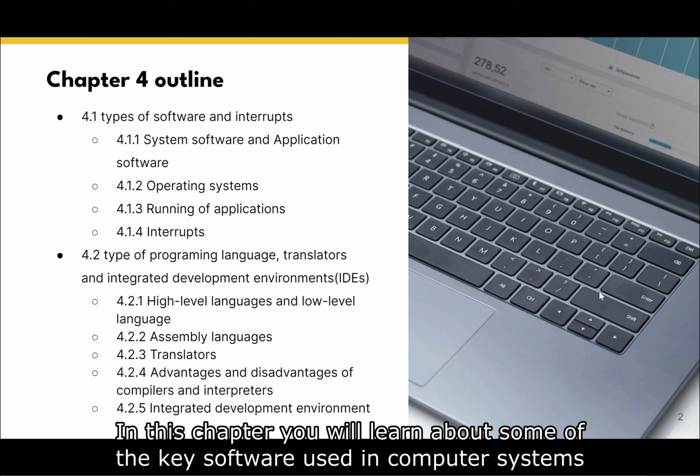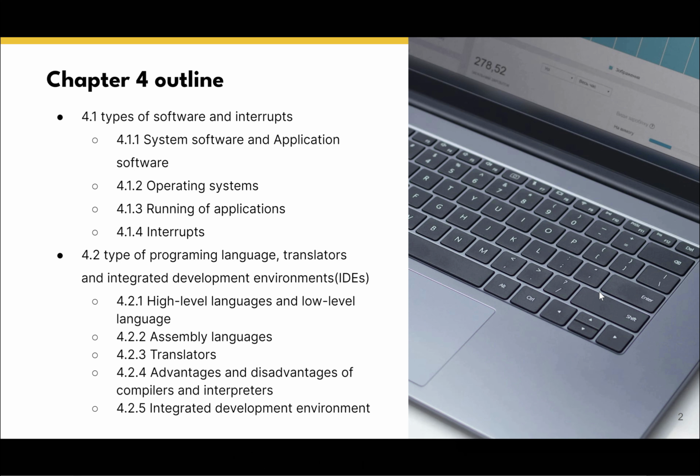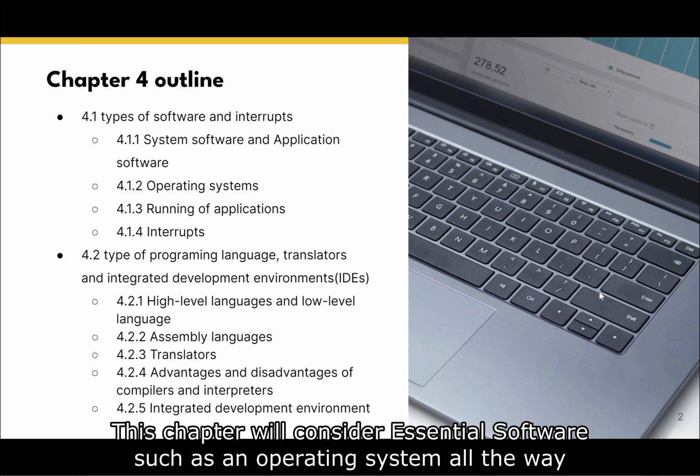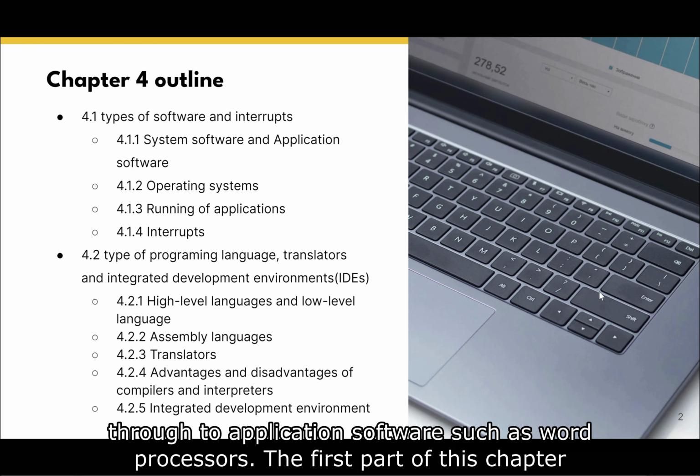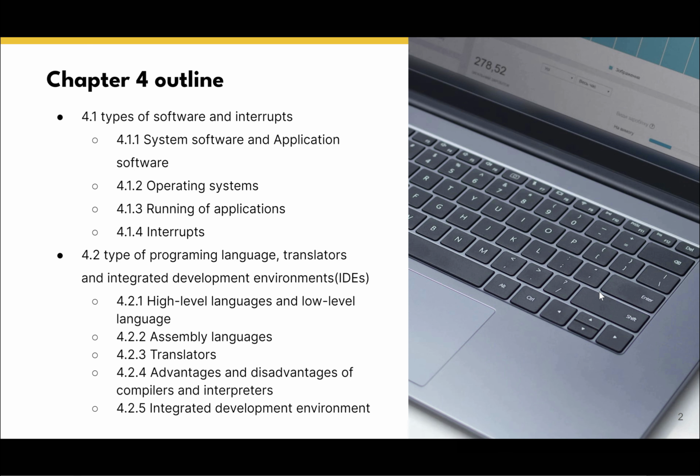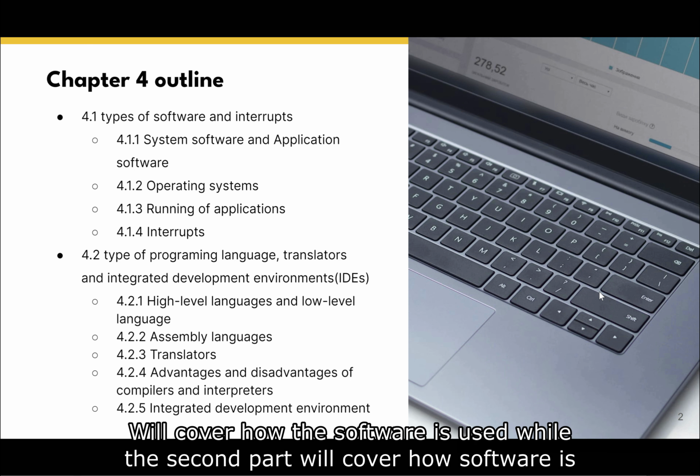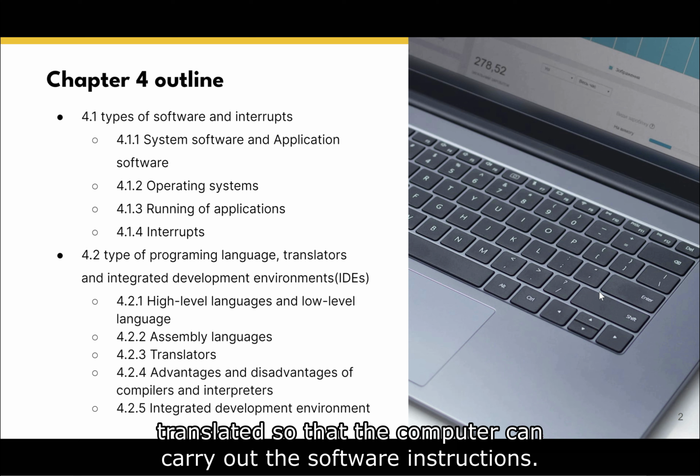In this chapter, you will learn about some of the key software used in computer systems. This chapter will consider essential software such as an operating system, all the way through to application software such as word processors. The first part of this chapter will cover how the software is used, while the second part will cover how software is translated so that the computer can carry out the software's instructions.